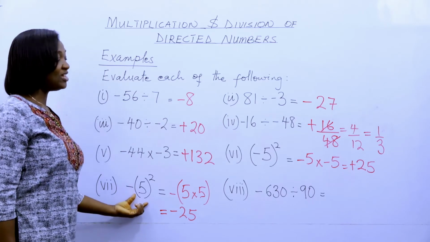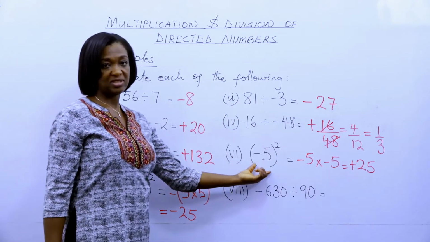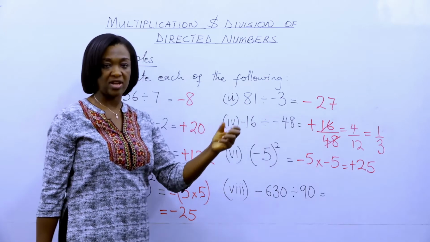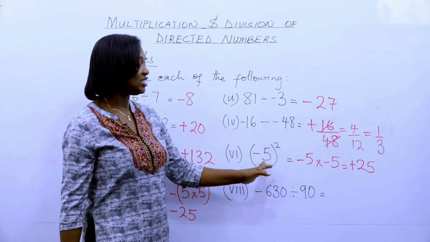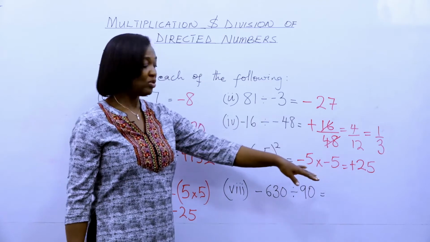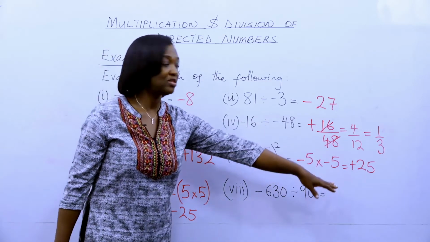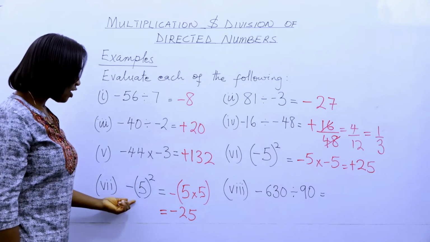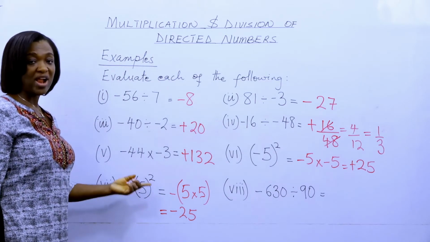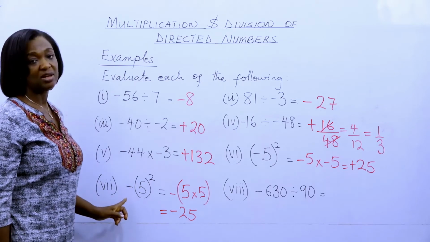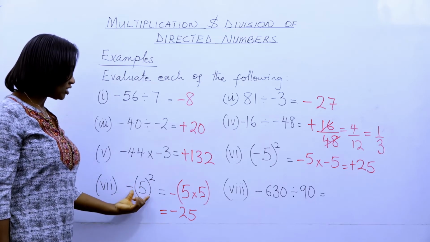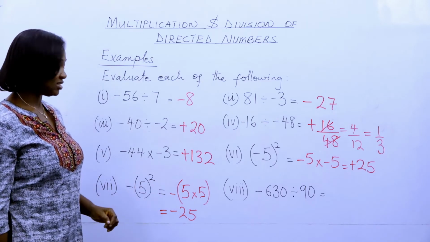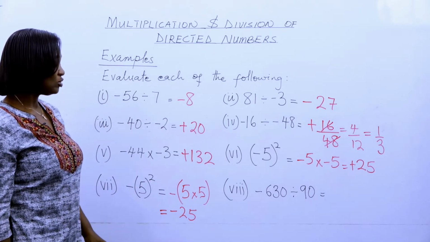This question is different from this. In this case, it's a negative 5 that is squared. So we're multiplying negative 5 by itself, which is minus 5 times minus 5, and the answer becomes plus 25. But here, the 5 is squared, while the negative sign is outside the bracket. So we multiply 5 by 5 to get 25, and then we negate the answer to give us minus 25.